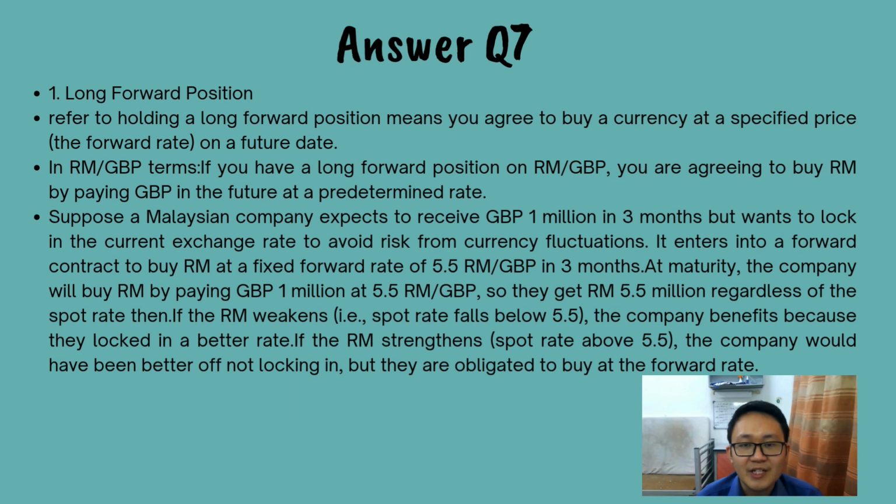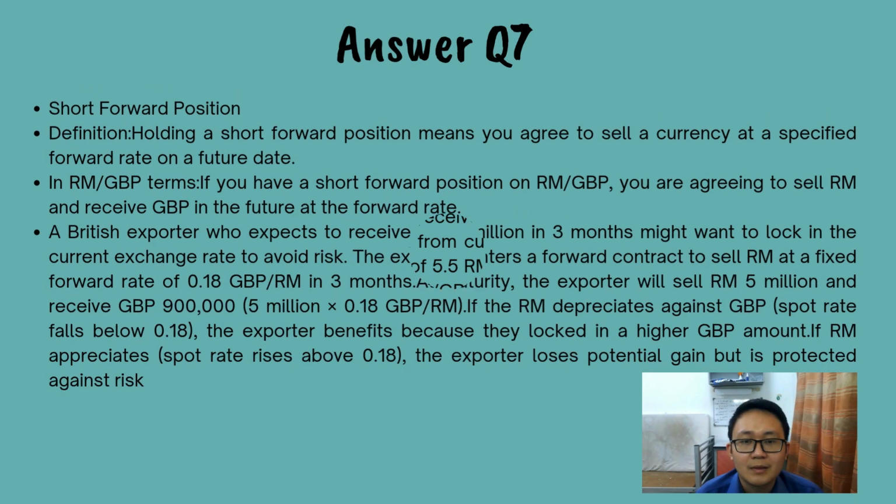If the ringgit Malaysia weakens, the company benefits because they locked in the better rate. If the ringgit Malaysia strengthens, which is when the spot rate is above 5.5, the company would have been better off not locking it in, but they are obligated to buy at the forward rate. So now the next is about the short forward position.